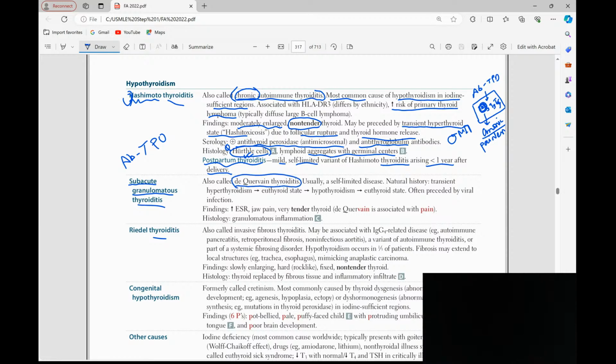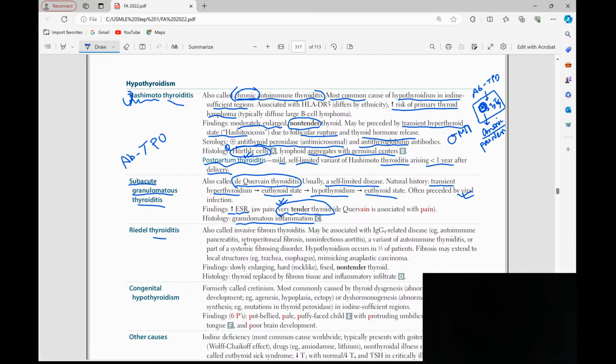It is a self-limited disease, okay, and there will be a transient hyperthyroidism, then euthyroid, then hypothyroid, then euthyroid. And it is important: there is a viral infection and also a very tender thyroid. This is what we need to know in the difference. This is like a subacute infection, and in histology there will be granulomatous inflammation.